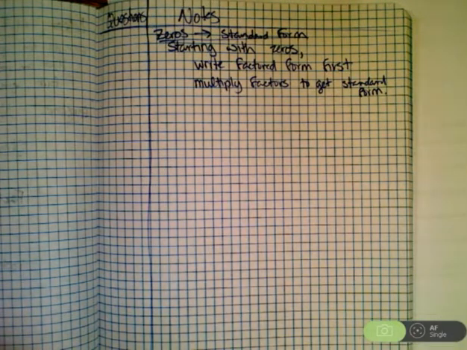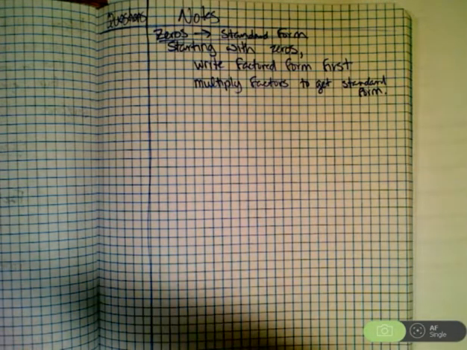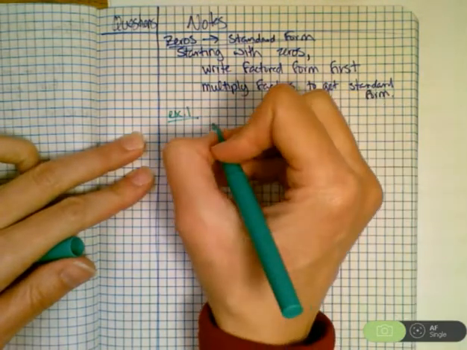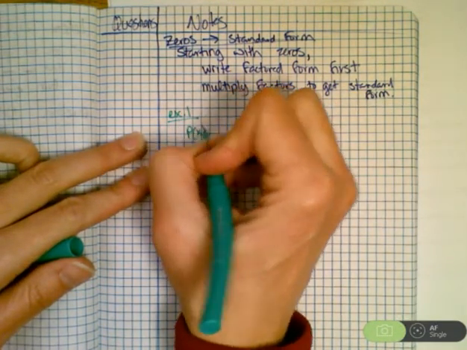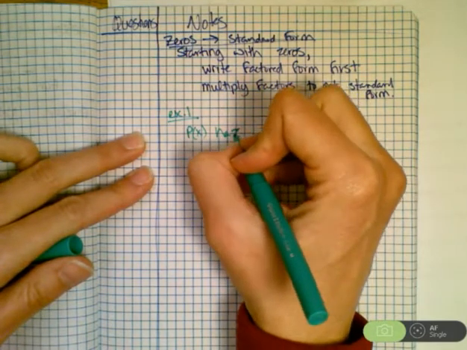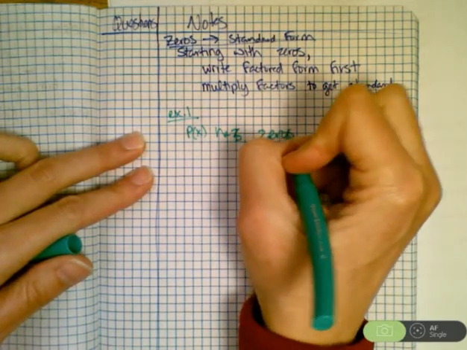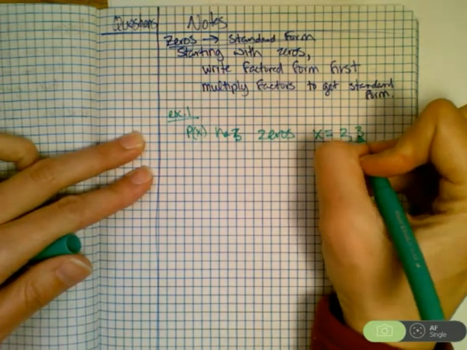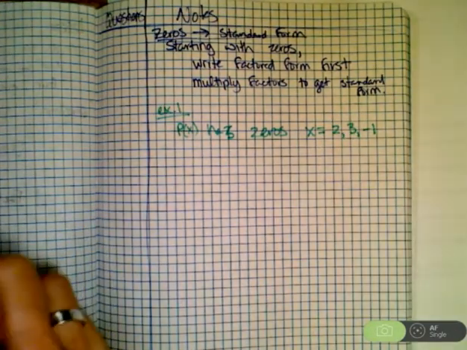So say, for example, example 1. Say, for example, we know P of x has zeros x equals 2, 3, and -1.